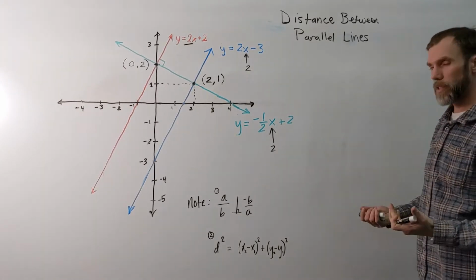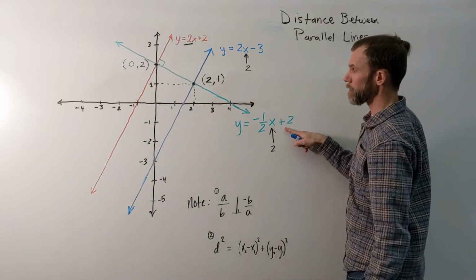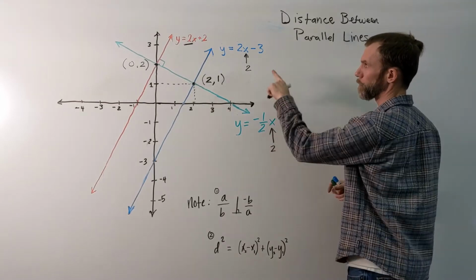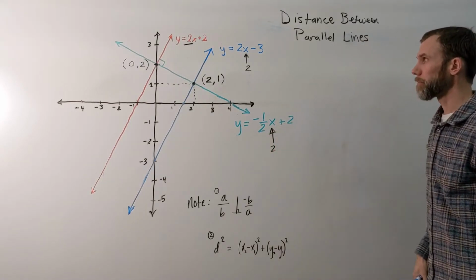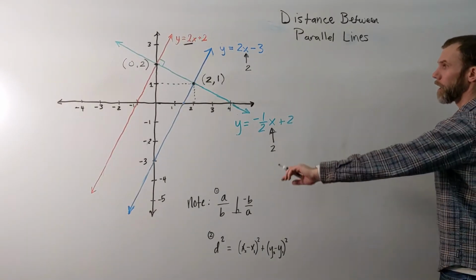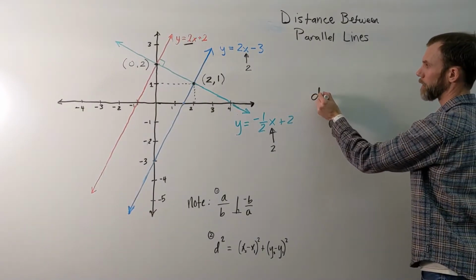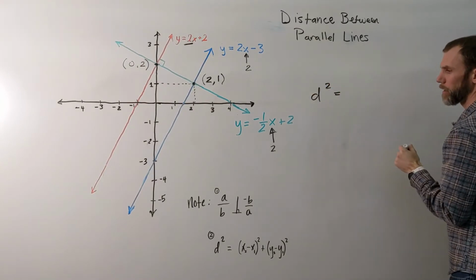Notice, by the way, how we did substitution twice. We set these equal to each other, which is substitution, and then when we found x, we subbed that back in to find y. So we did like a two-substitution step. All right, so now the distance formula. D squared equals, the distance formula is written down there.